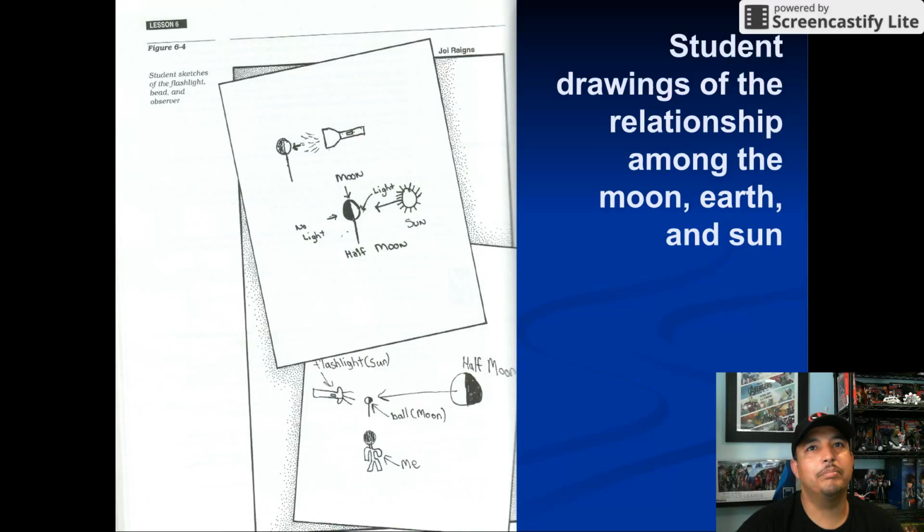Here are some sample pictures, according to the unit, of how the students' records of the flashlight and bead activity should look. Now, my students, like I said, have a hard time understanding what the orientations of the different materials are. They had a hard time interpreting a three-dimensional model into a two-dimensional drawing, basically.